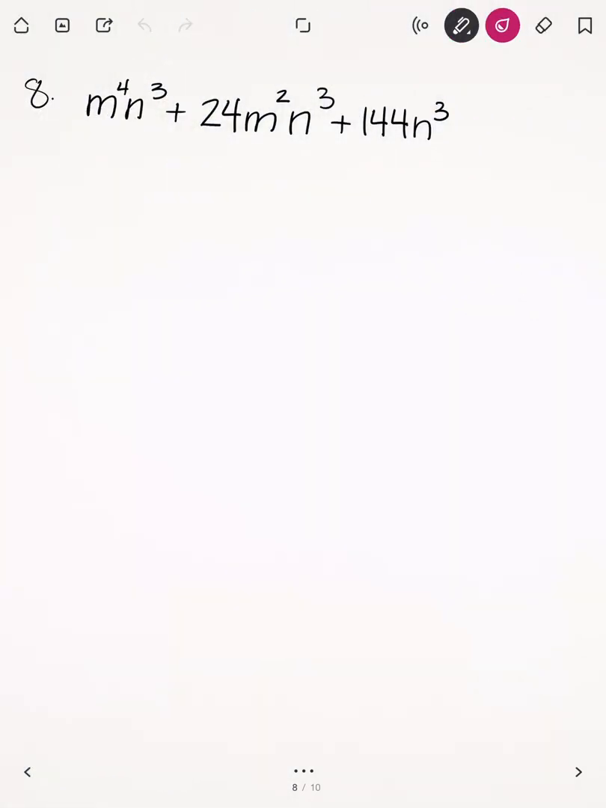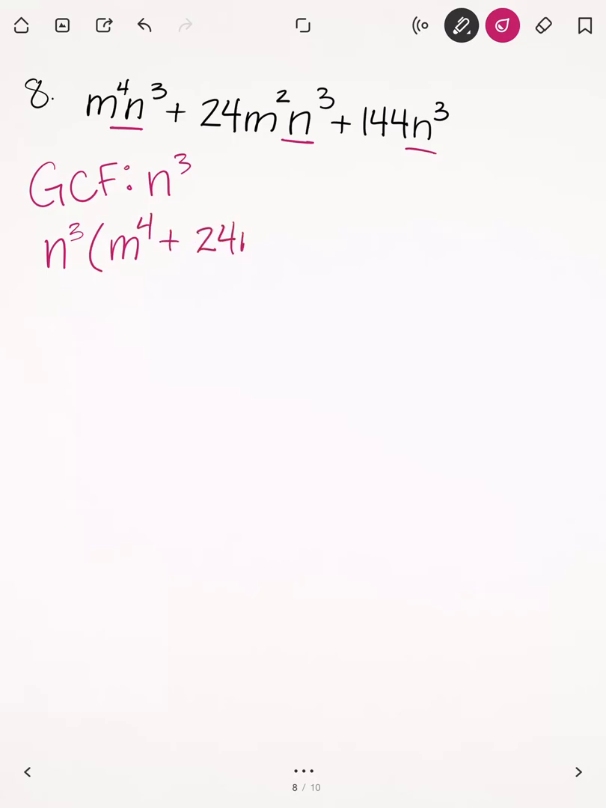The next one is from your homework. So if you're watching this, you can check this from your homework. I have this trinomial. Since it's 3 terms, I'm not going to factor by grouping. But I'm going to show you how to factor with the x in the box just in case you forgot. Each one of my terms has an n cubed in common. So my GCF is an n cubed. I need to factor that out first. When I do that, I'm left with m to the 4th plus 24m squared plus 144.